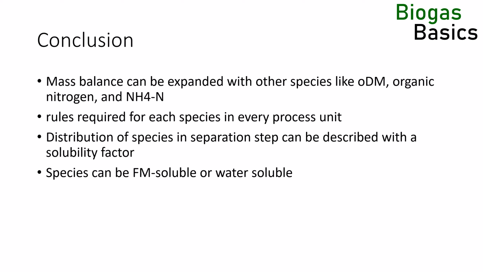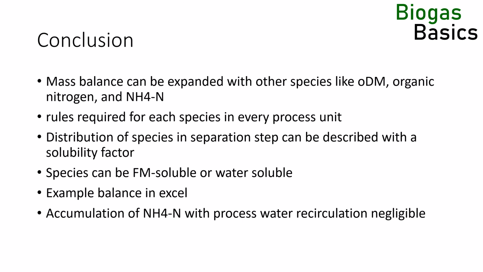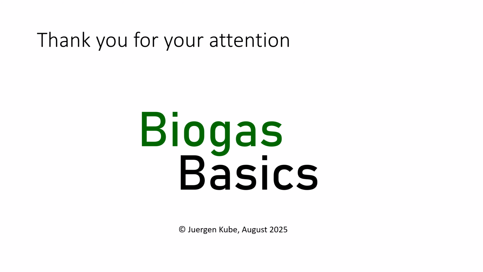I showed the mass balance in Excel, so this can be easily replicated. Stop the presentation if necessary to examine the formulae. And finally, we addressed the biogas myth of total ammonia accumulation when process water is recirculated. The recirculation does not cause total ammonia accumulation. Instead, high total ammonia concentrations in the digester effluent are caused by high total ammonia concentrations in the average digestate. This concludes part 2 of this mini-series about the mass balance of a biogas plant.